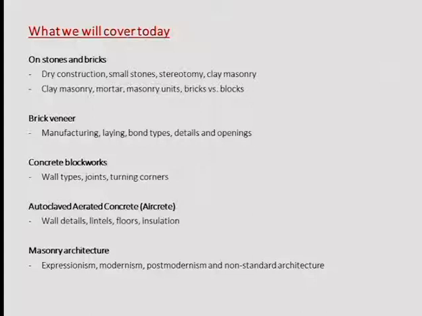The bond types, details, how to make openings, and then we'll talk about the concrete blockworks, so the wall types, joints, how to turn corners, these type of things. Then we talk about the lightweight version of that, so the AAC, okay, autoclaved aerated concrete. Again, wall details, how to make seals, lintels, how to insulate it. You will see that somehow the rules are more or less similar for all of them.